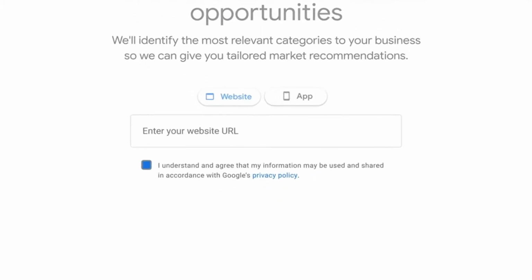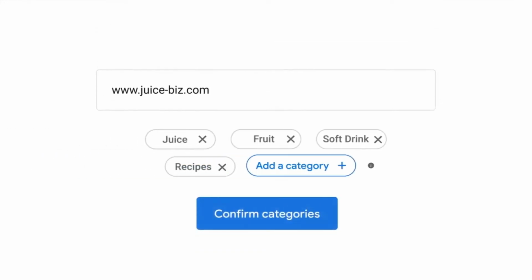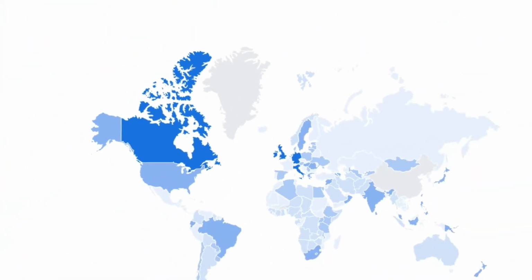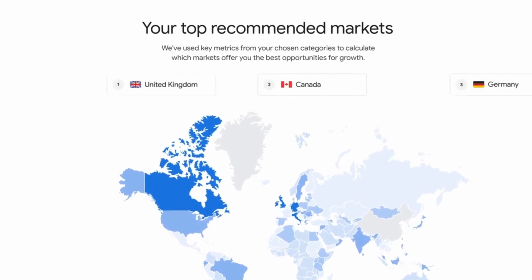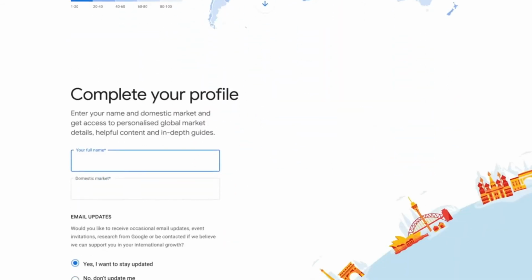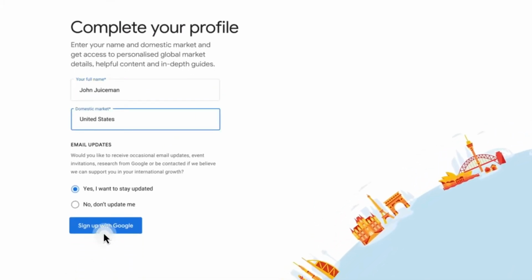Suresh gets started by entering his website URL. Market Finder scans the website and identifies the relevant categories for Suresh's market based on the products that he sells. Combining the product categories with Google's unique data insights and search volume metrics, Market Finder selects the 3 markets with the highest export potential for Suresh's business. Suresh created and completed his profile.